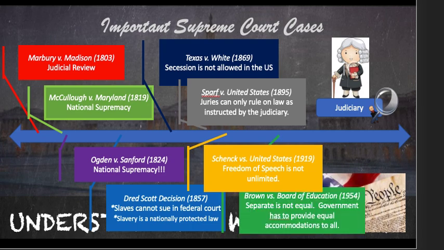Next law to just kind of be aware of is Brown versus the Board of Education. That overruled Plessy versus Ferguson, which isn't on this list here, but was in 1896, I believe. Brown versus Board of Education canceled a previous Supreme Court rule and went the opposite direction, saying that separate is not equal. But it also then said that the government has to ensure that everyone has equal accommodation, specifically in this case in education.